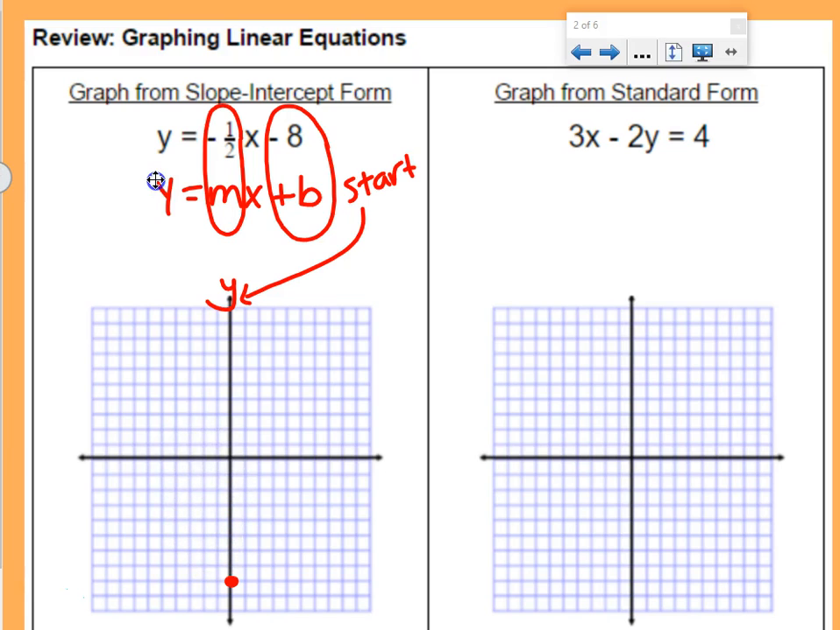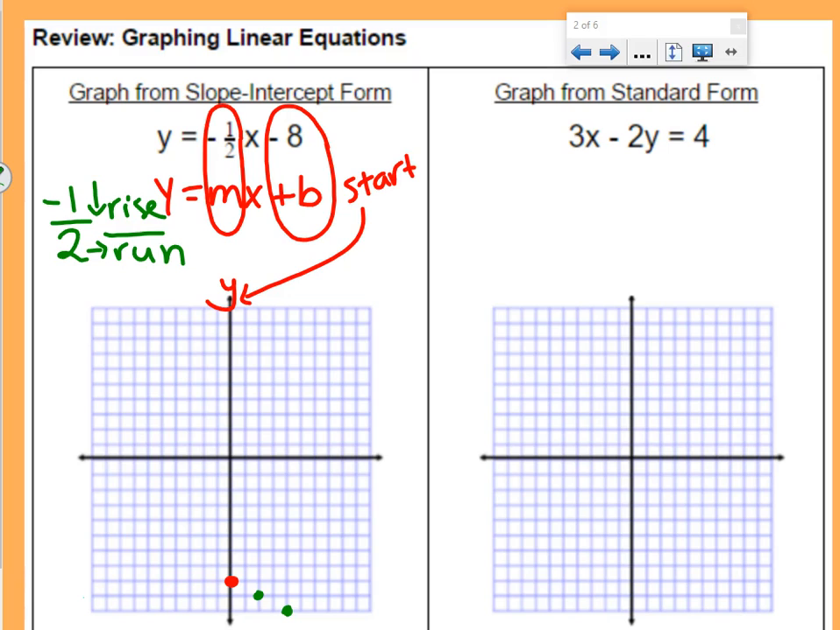Then we use our slope to find the next point. Slope is -1/2, so rise over run. We rise -1, that means we're going to go down 1. Run 2, we're going to go right 2. Down 1, right 2.